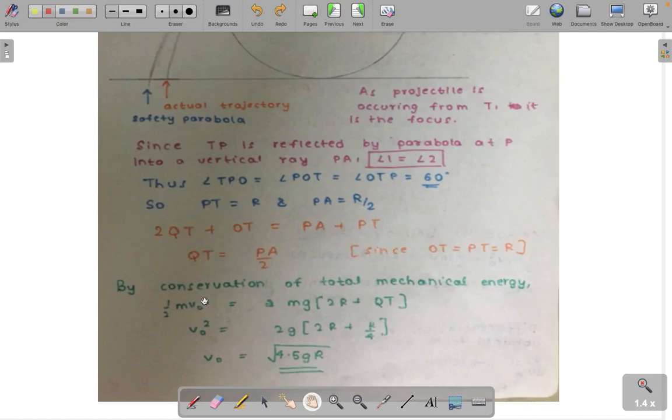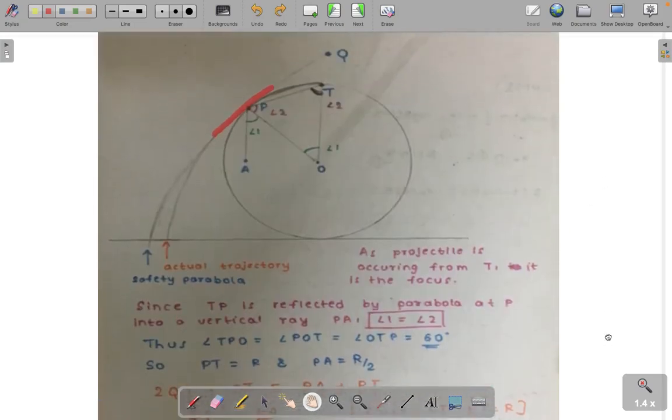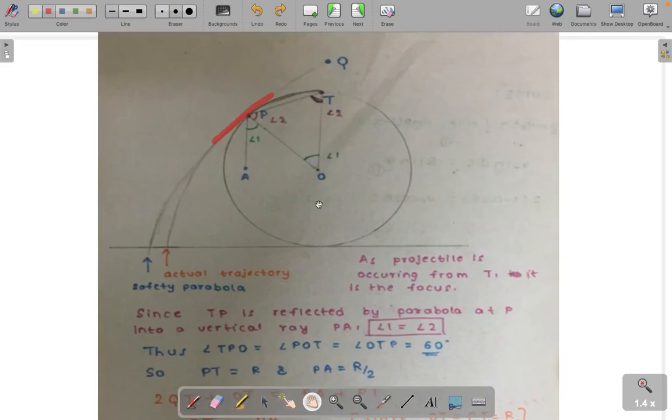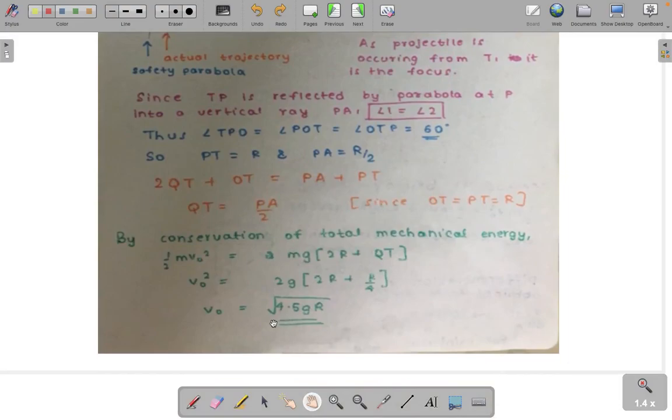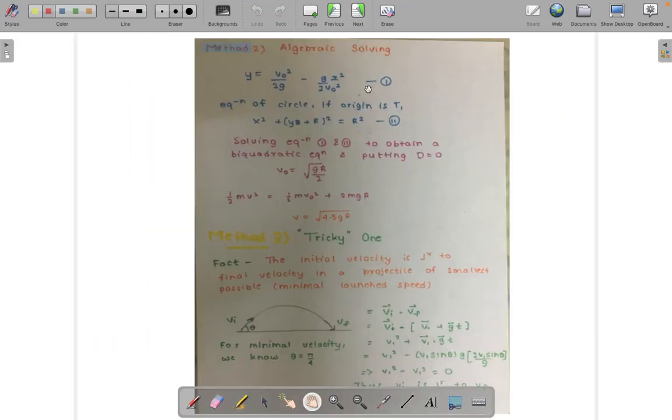So let us just consider this and conserve the total mechanical energy. So initial kinetic energy would be equal to final potential energy, which is this height 2R plus QT, which is R by 4. So finally we get that V naught must be equal to under root 4.5 GR. Going to the next solution, algebraic solving.